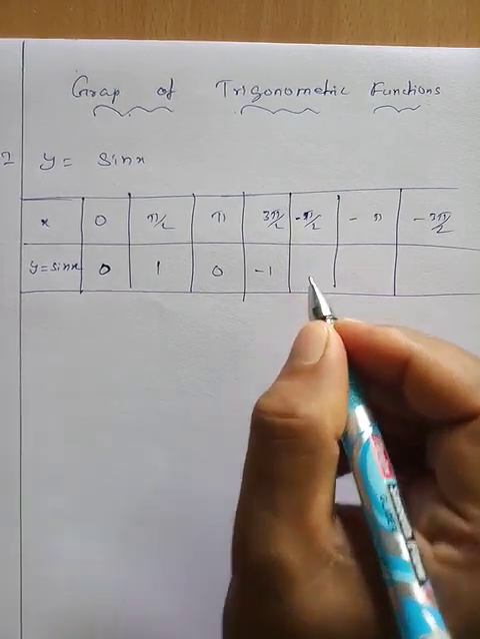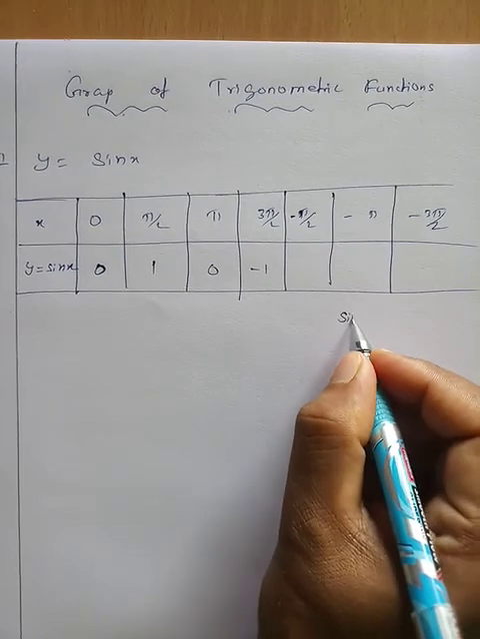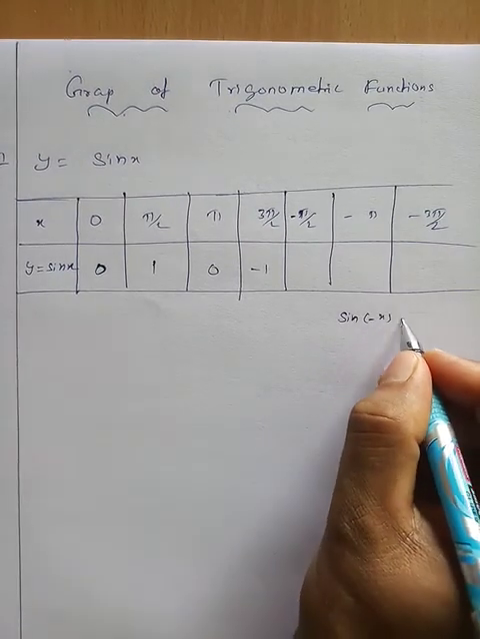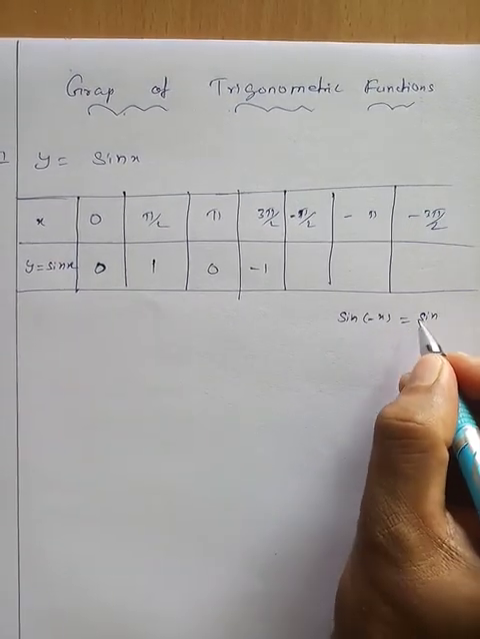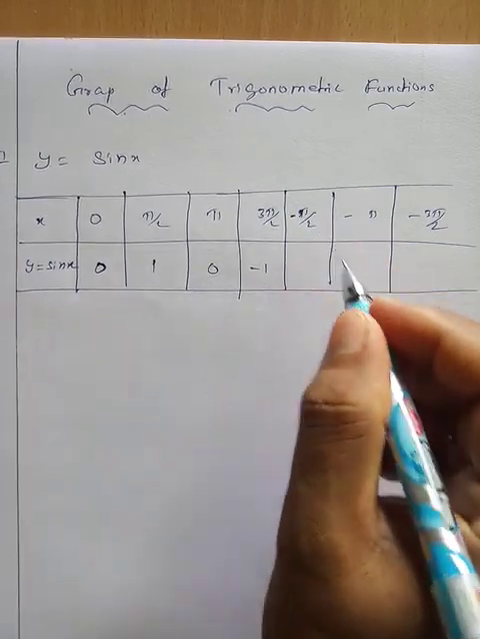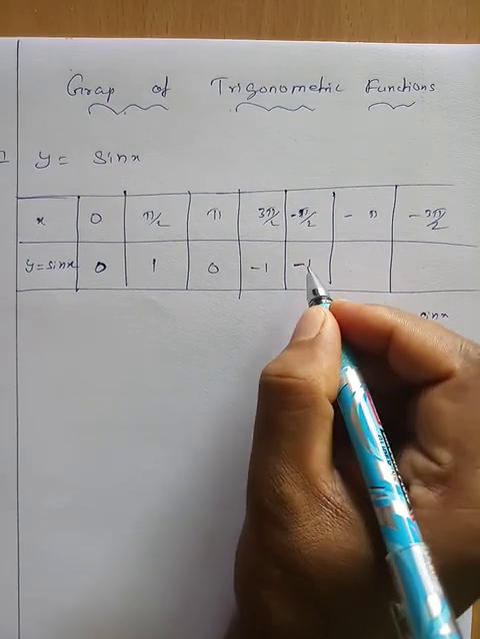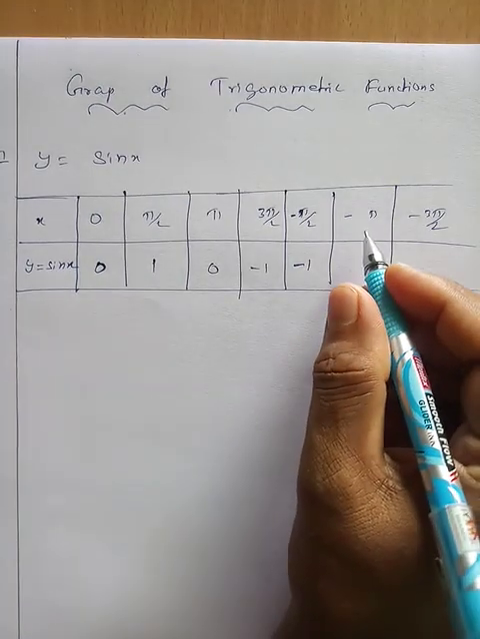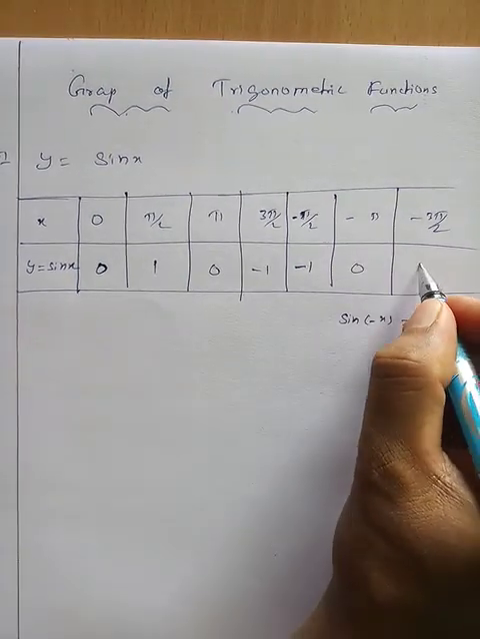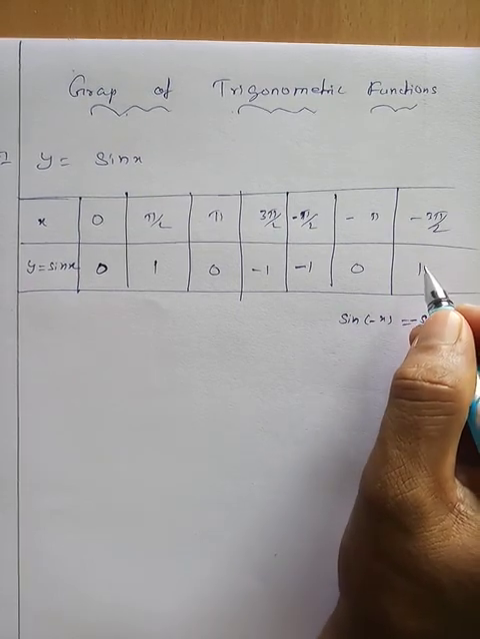sin of minus theta is minus sin theta, so sin of minus x is equal to minus sin x. So sin of minus pi by 2 is equal to minus sin pi by 2, equal to minus 1. Then minus pi, 0. This is plus 1, minus of minus 1 is plus 1.